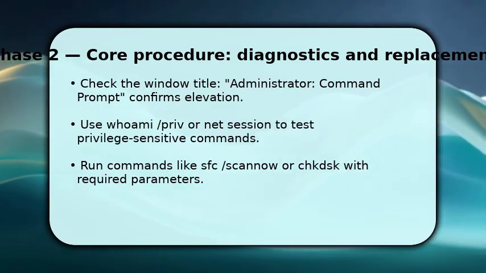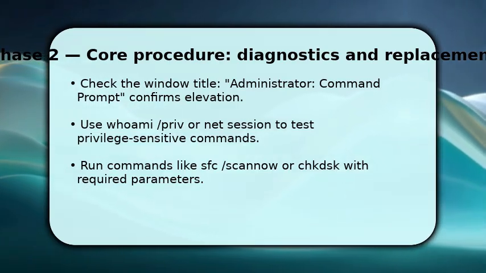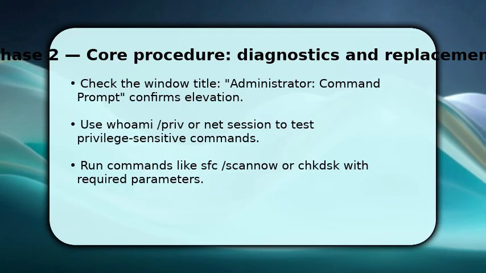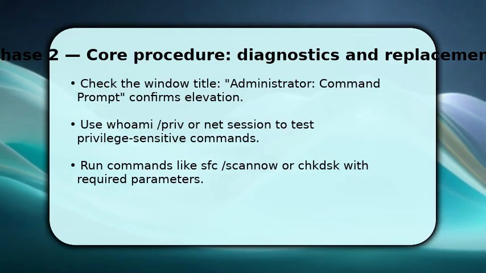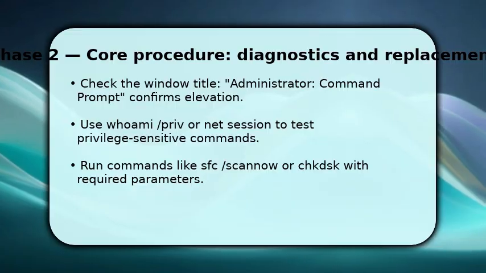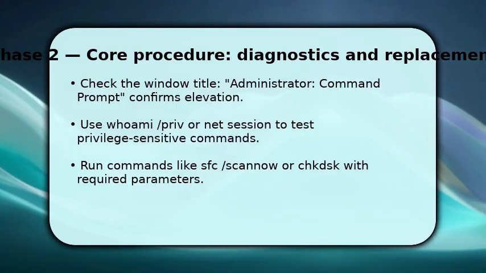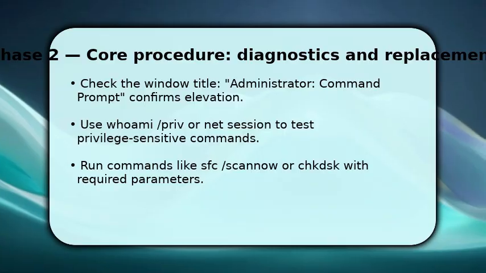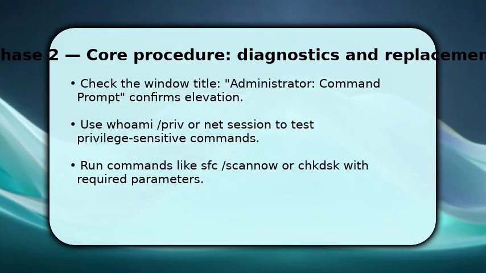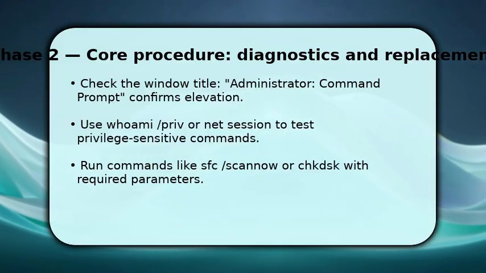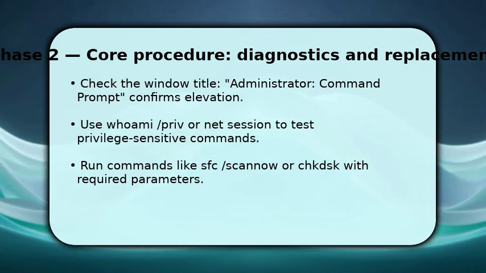Now execute the commands that need elevation, for example, sfc /scannow to repair system files or chkdsk C: /f to fix disk errors. Make sure to include correct switches and target drives. If a command fails, read the error. It often tells you which permission or path is missing, so adjust accordingly.